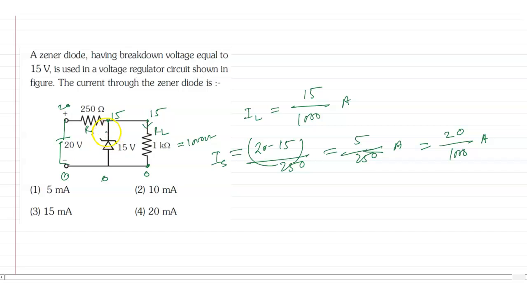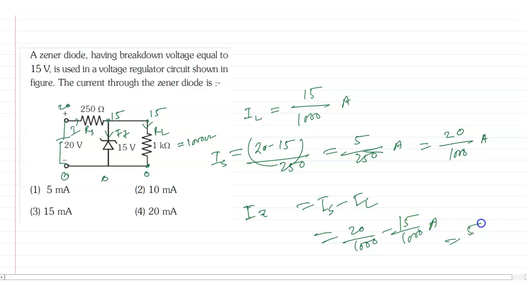Now for IZ, the total current is IS. IS is divided into IL and IZ. So IZ will be IS minus IL. IS is 20 by 1000 minus IL, which is 15 by 1000 ampere, so 5 by 1000 ampere, which is 5 milliampere. The answer will be 5 milliampere.